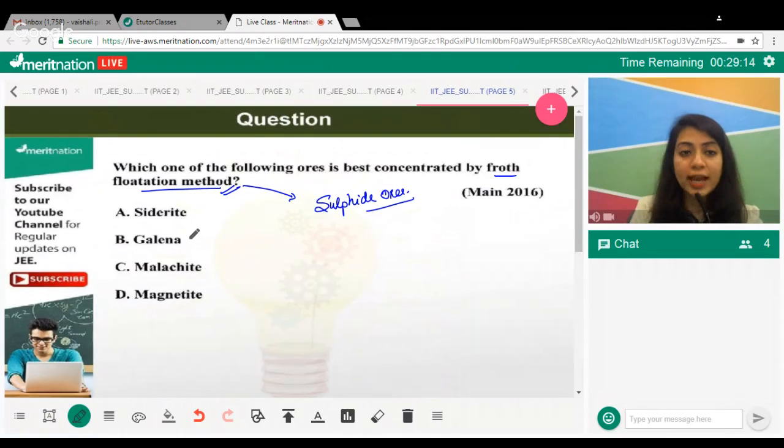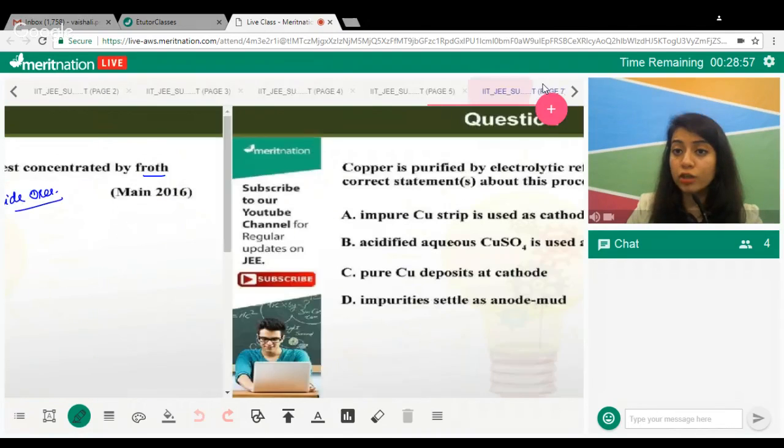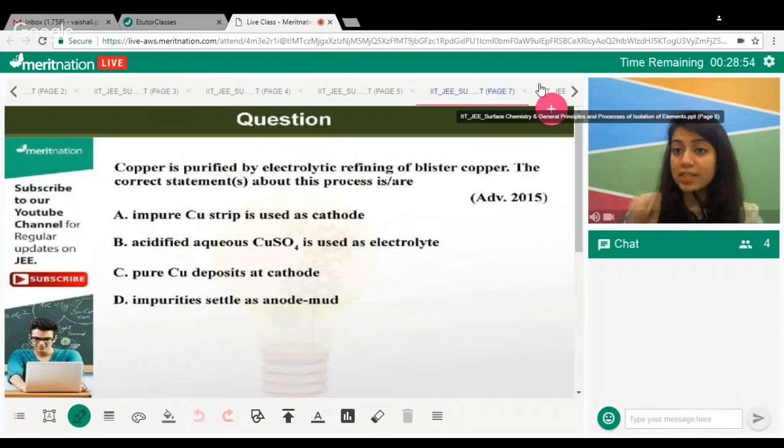So siderite, galena, malachite and magnetite. What do you think is the answer? Absolutely, Shalini. The answer is galena here because it is PbS. Rest of them are not sulfide ores. Galena is. So the answer here would be B. You need to know the formulas of all the ores that are written specifically in your NCERT. For this particular chapter, NCERT is very, very good.